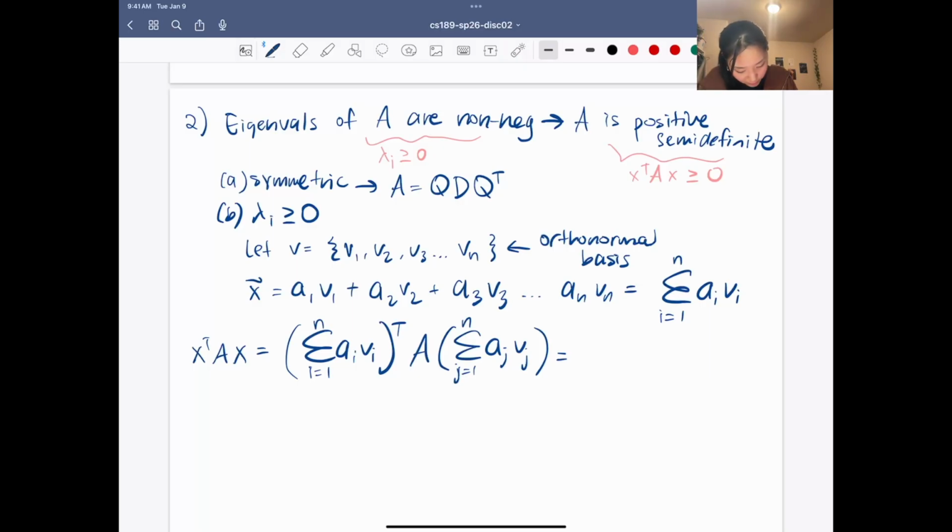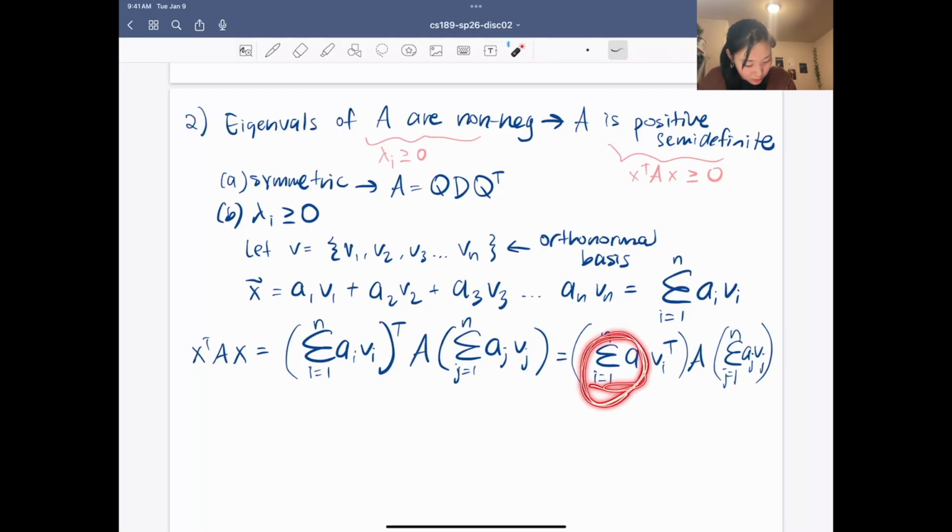So this is equivalent to the summation of i equals 1 to n of ai. And remember, ai is just a scalar. A linear combination is like scalar times vector plus scalar times vector plus scalar times vector, and so the transpose doesn't really apply to a scalar. So we have this, and we multiply it by A, and then we multiply it by this. Gorgeous.